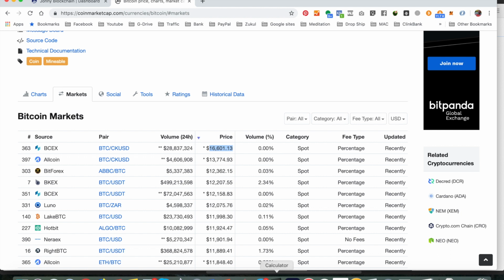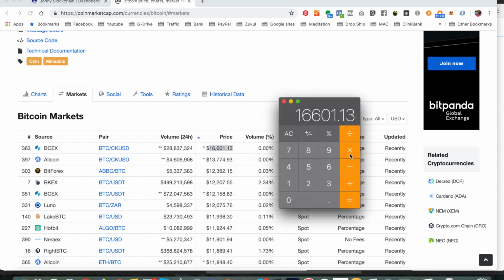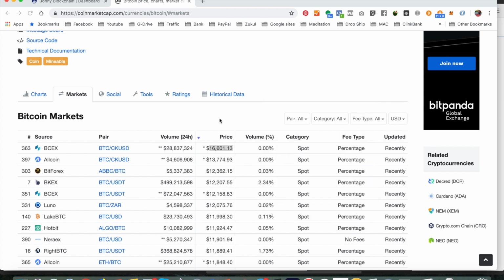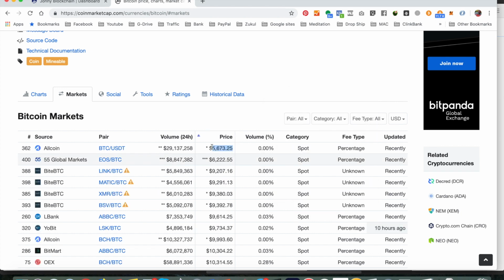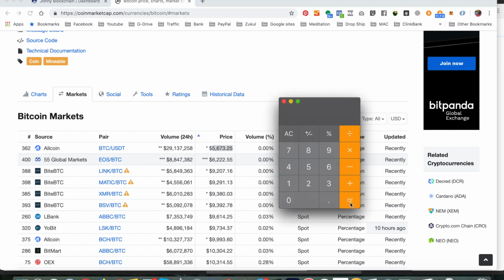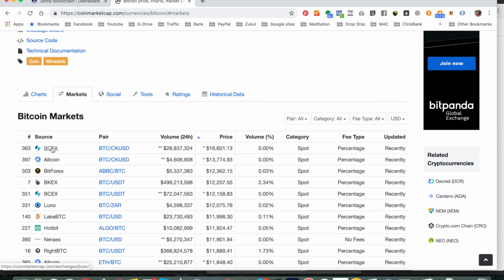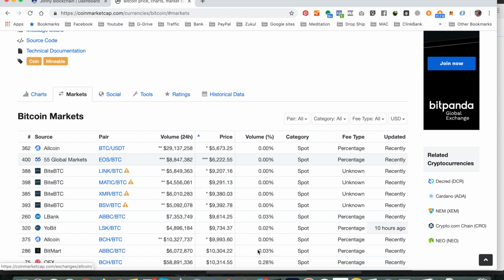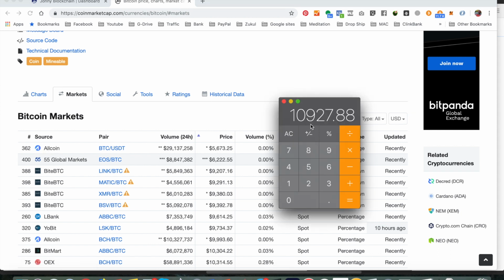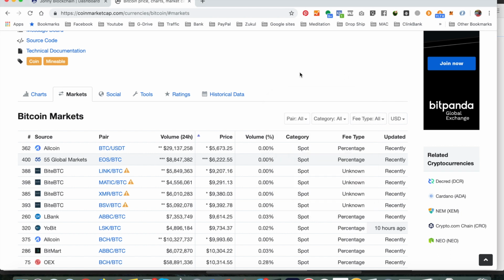Copy that. I'm going to pop that into my calculator, and I'm going to click minus, and I'm now going to click price again. I'm going to copy that amount, take that to my calculator, paste that in there, click equals, and as you can see, if I bought 1 Bitcoin on this exchange here and I sold it on this exchange, there's a profit of $10,927.88. So that's how easy it is to arbitrage. Now there comes some problems.